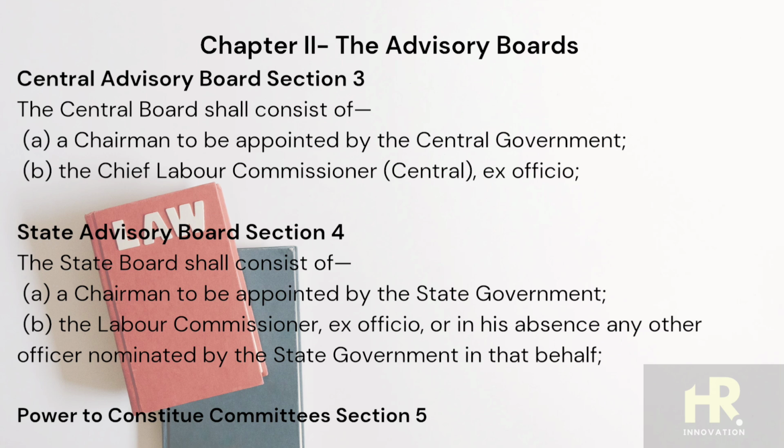Next is the State Advisory Board, as per Section 4. It also includes a chairman, appointed by the state government, and the Labor Commissioner of the state, or another officer if he is not available. Section 5: Power to constitute committees. Under Section 5, both the central and state boards have the power to form smaller committees. These committees can help the boards in specific matters like giving advice or handling particular issues.